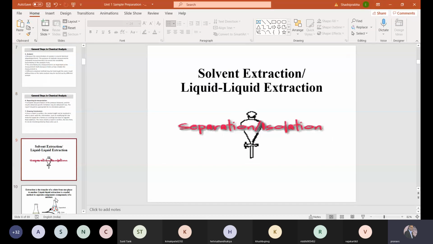Now, this is one such technique, extraction technique, which we have already studied possibly in third year BSc, that is solvent extraction, or also called liquid extraction. Now I'll just be very brief in this because almost it is 5 o'clock. Just 2-3 minutes on solvent extraction and liquid extraction.